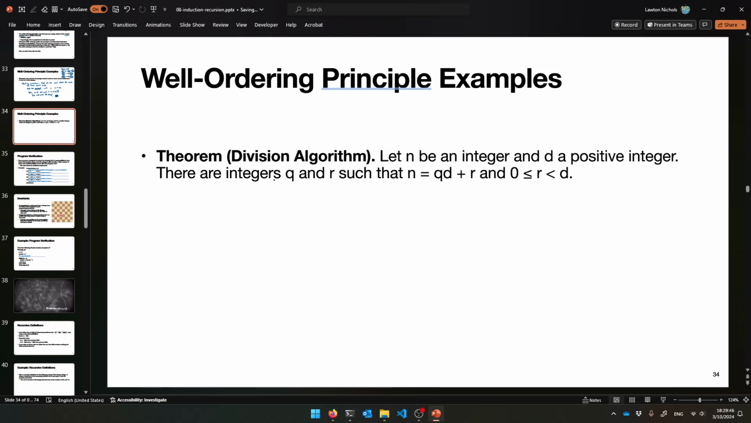Because what we're going to do is, let's say we're trying to divide a number. What we're going to do is make a set that we can find the smallest thing in. So here's what we're going to do. I'm not going to test you on this, by the way. This is a very complicated idea, but it's a good use of the well-ordering principle. So let's make this set.